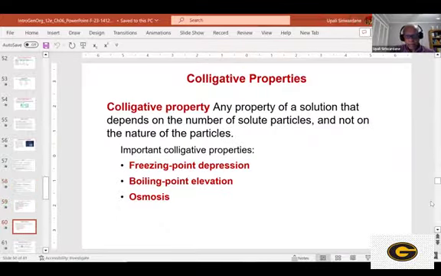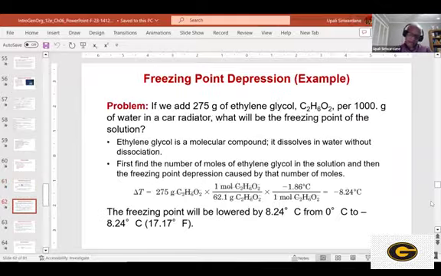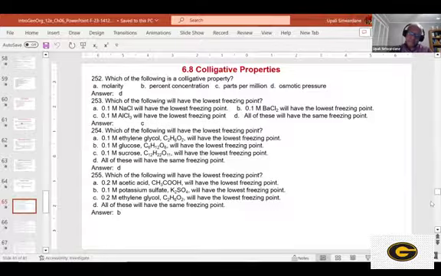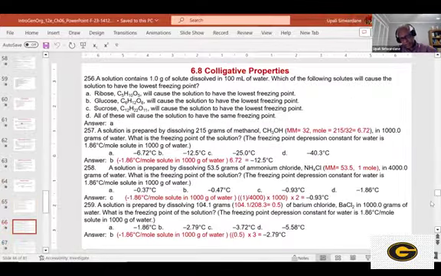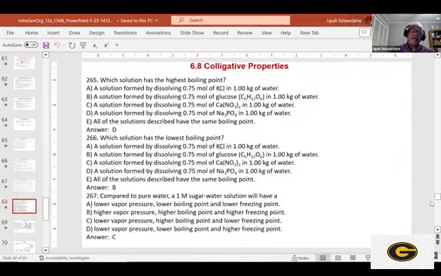We also talked about freezing point depression, properties of solution calculated per mole of substance in water solution. This equation is the freezing point depression calculation. We did the boiling point elevation using this equation. There are examples of calculation of colligative properties. Colligative properties are freezing point depression, boiling point elevation, and osmosis.